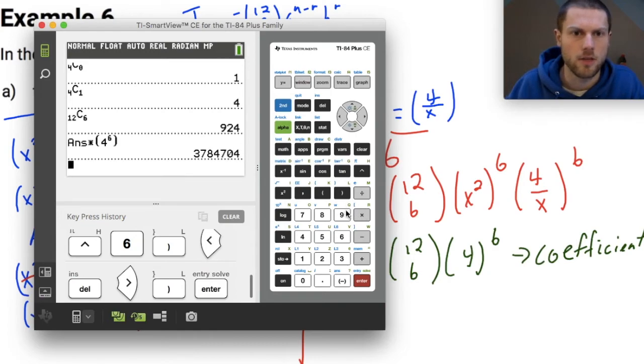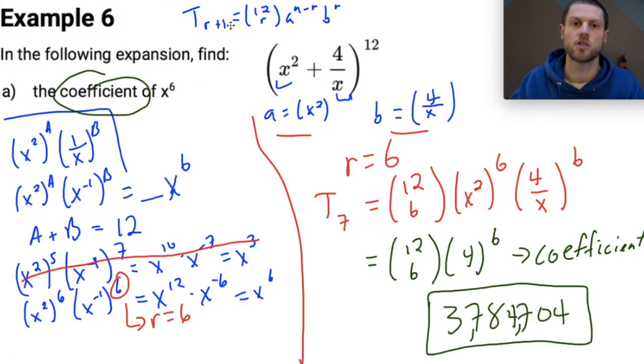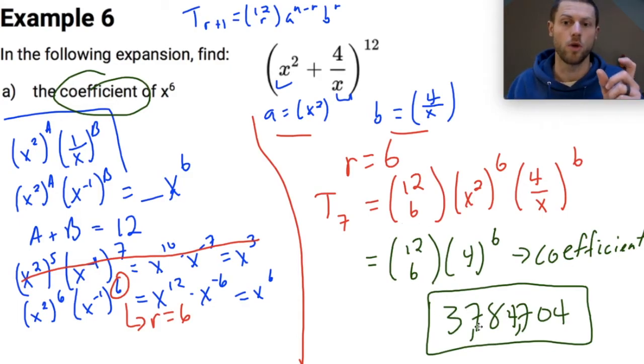So let me get that down. So that's 3,784,704. So this is the coefficient. If I were to take all that time to expand this polynomial, the coefficient for the 7th term when I have a degree of x to the 6th is 3,784,704. So a little bit more complex of a problem, but I think this is a little bit simpler than doing that full expansion, and we're just zoning in on this one term.